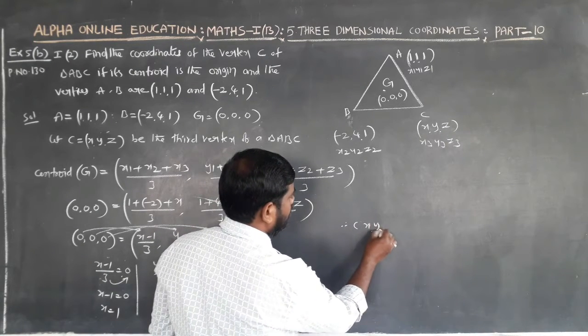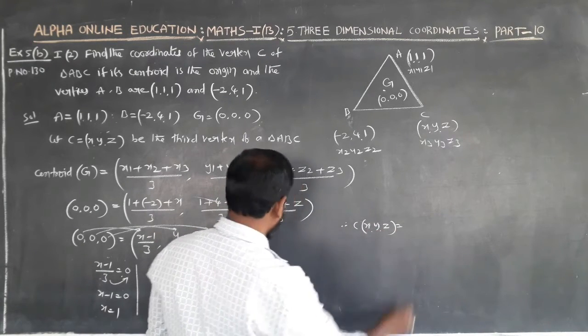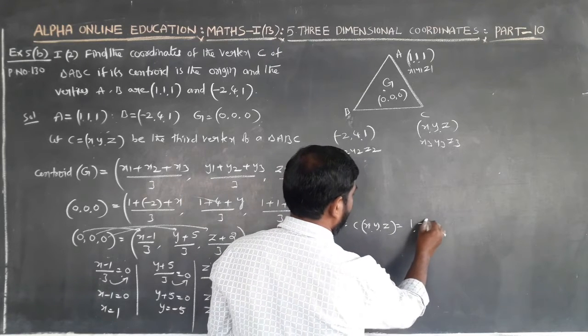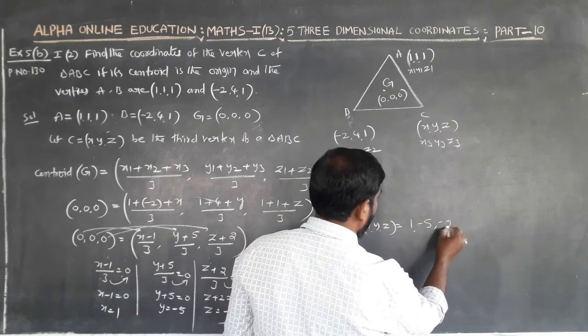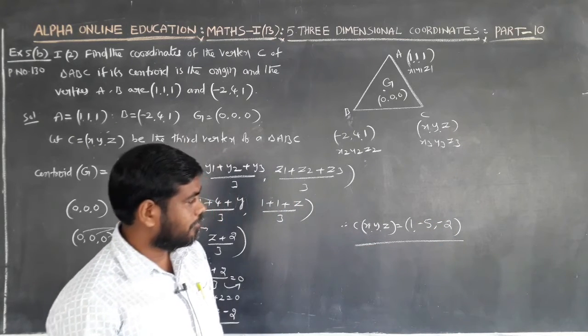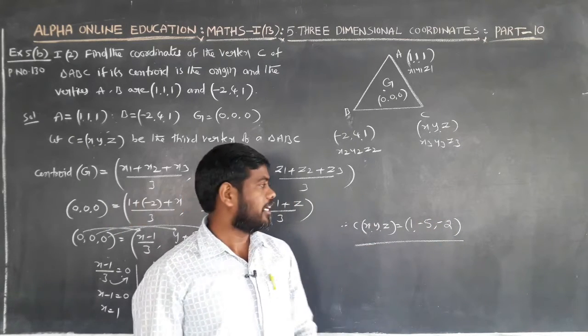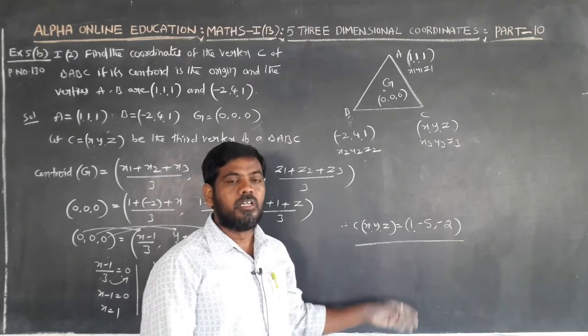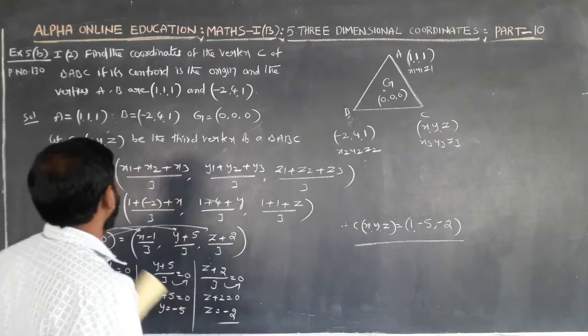Therefore, the third vertex C x comma y comma z is equal to 1 comma minus 5 comma minus 2. That is the answer. 1 comma minus 5 comma minus 2 is the third vertex of the triangle.